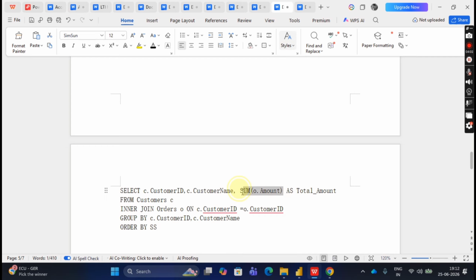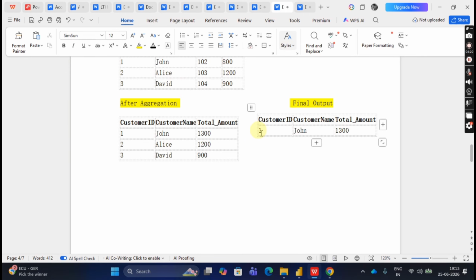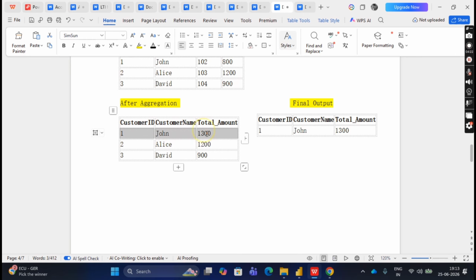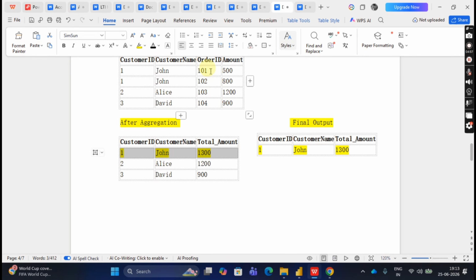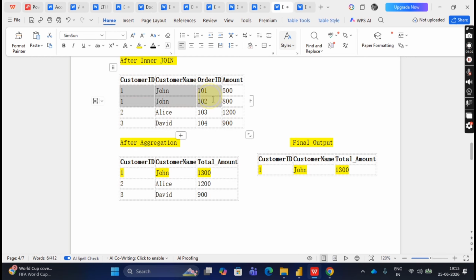After the group by is done, we will get the customer with the highest amount first, and then the second highest, in descending order. And we will limit to only the first row. So by limiting to the first row, we get the customer with the highest order amount. Here the aggregation works on only one customer ID, that is John, because John has multiple order IDs. After aggregation the order amount of John becomes 800 plus 500, that is 1300.